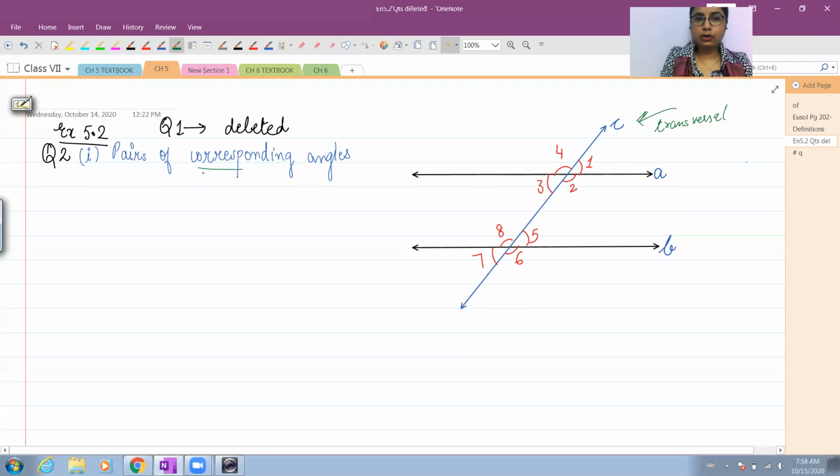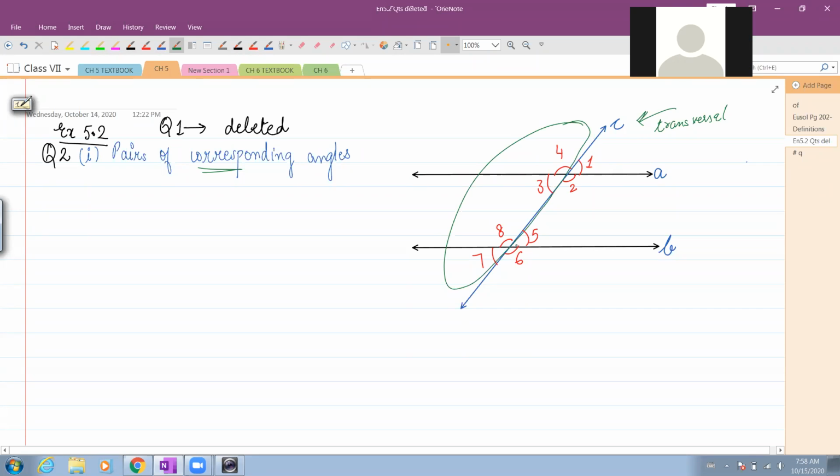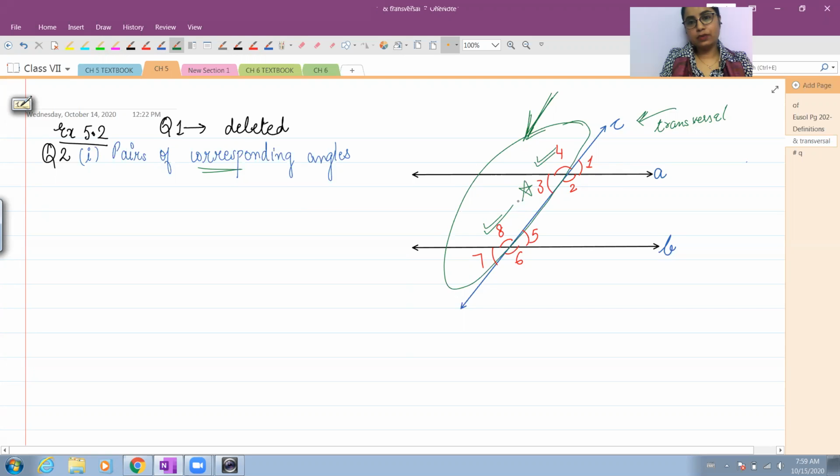Now let's identify corresponding angles. To identify corresponding angles, you have to pick one side of the transversal. So let's take the left side, this side. From here, 4 and 8, you have to skip one. So if you come from here, going from top to bottom, you will take 4 with 8, and yes, you will take 3 with 7. These are the pairs of corresponding angles. Let's write them down. 4 with 8, this is the first pair. Second pair is 3 with 7.